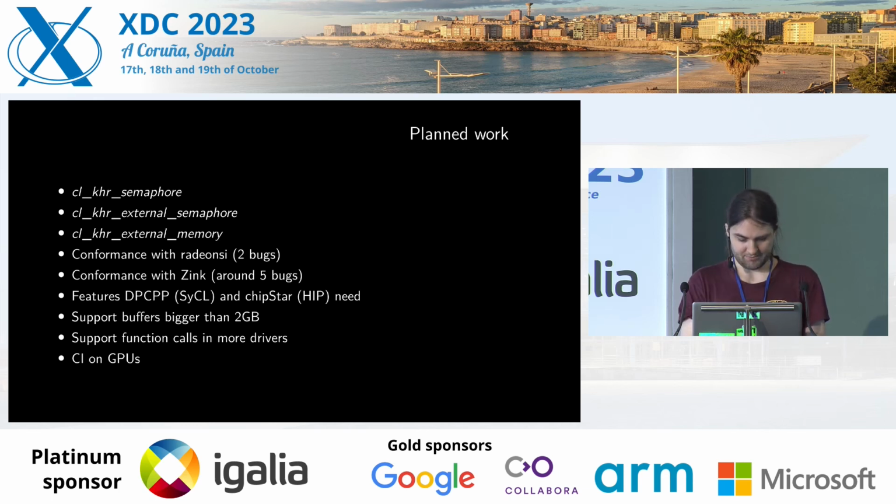At the time when I was starting Rusticl, a lot of the buffer-related APIs in Gallium were signed 32-bit values, so I just restricted buffer allocations to 2 GB. But on the compute side, you want to have more. So I decided to clean that up at some point. I also want to have function calls and more drivers, and also more Rusticl-related CI on GPUs.